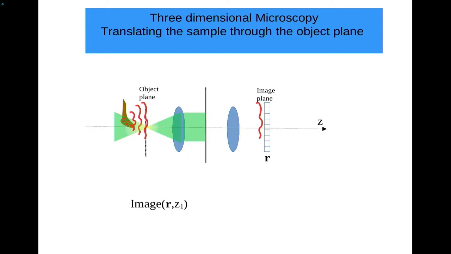OK, so three-dimensional microscopy, what is the simplest way to do it? Well, it's simple. You just move the sample. So you move the sample.